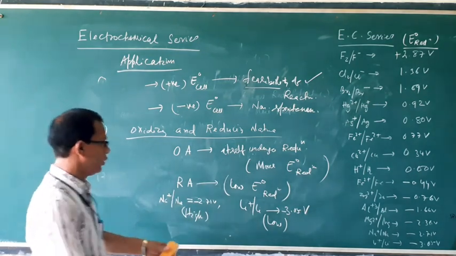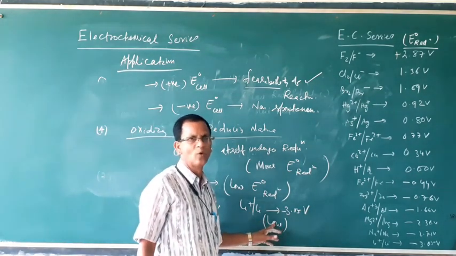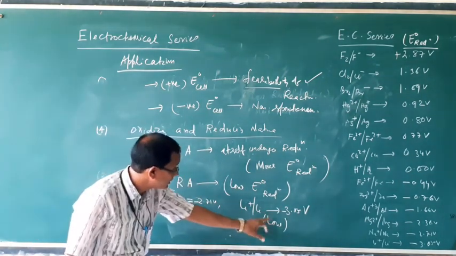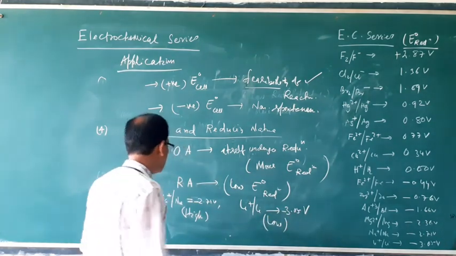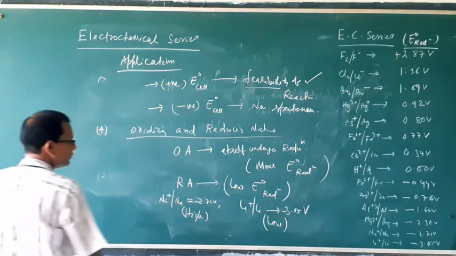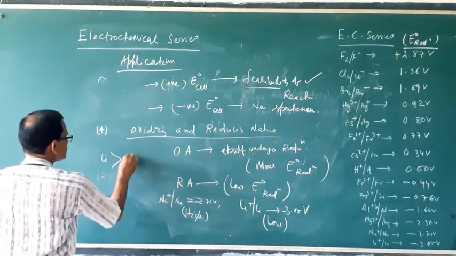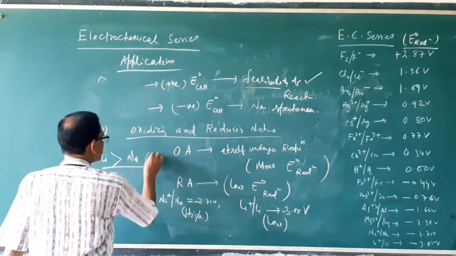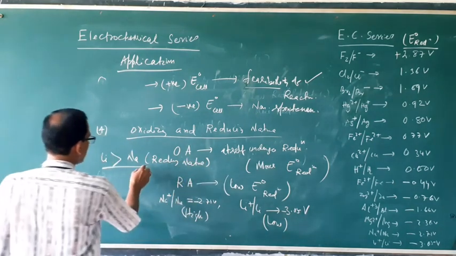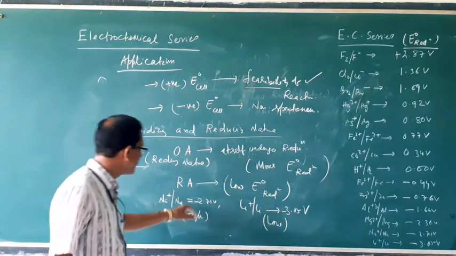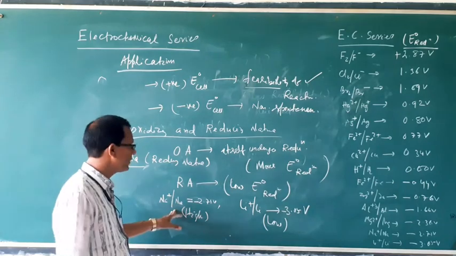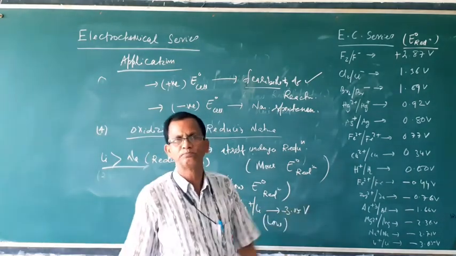What is the conclusion? Low reduction potential acts as a better reducing agent. What is the best reducing agent? Lithium. So if you compare reducing nature, lithium will be greater than sodium. Lithium has more reducing character than sodium because of its low reduction potential.